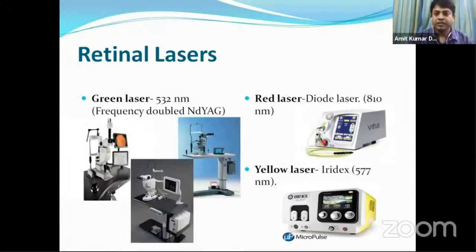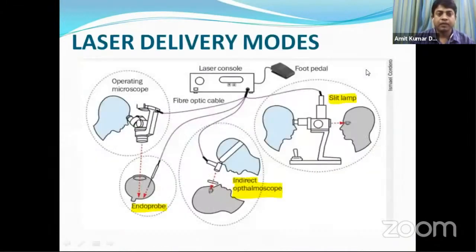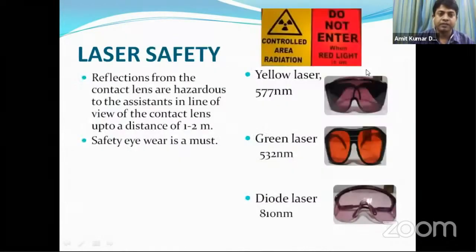So coming to the lasers basics introduction, there are three different types of lasers: the green laser, the red laser, and the yellow laser, which is currently used for retinal lasers. So coming to the laser delivery modes, the slit lamp delivery mode is the most commonly used. Then we have the indirect ophthalmoscope, and finally the endoprobe or the endophotocoagulation, which is used during vitrectomy for vitreous hemorrhage or tractional retinal detachments.